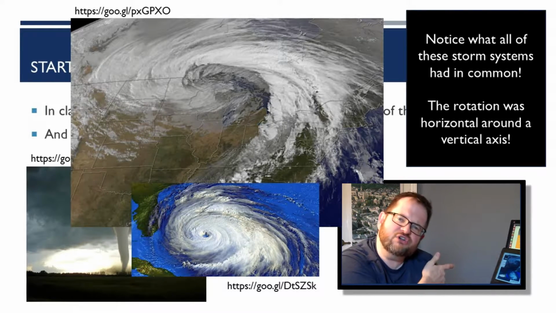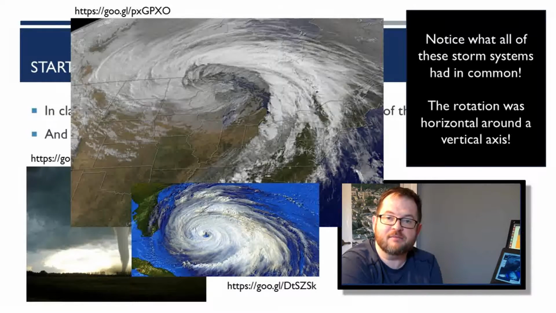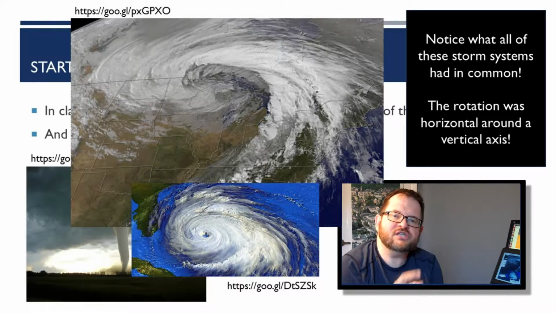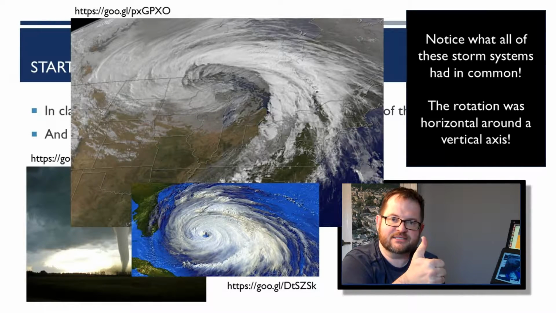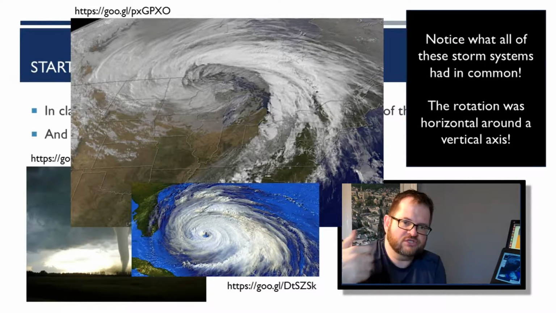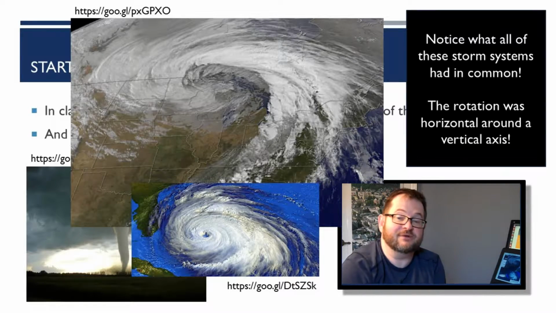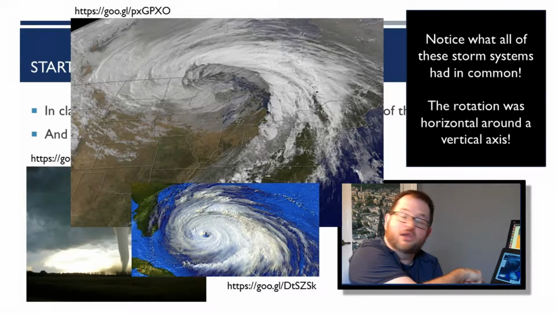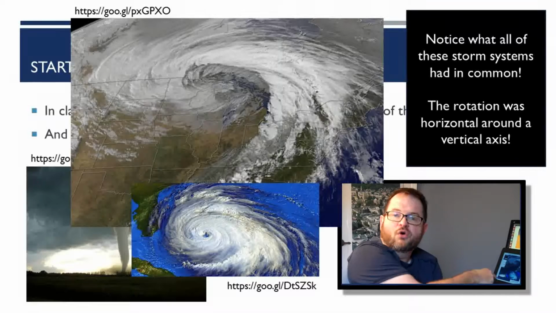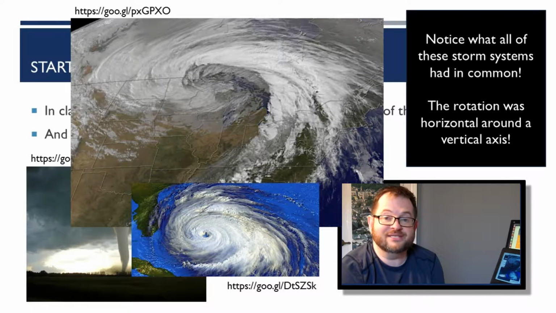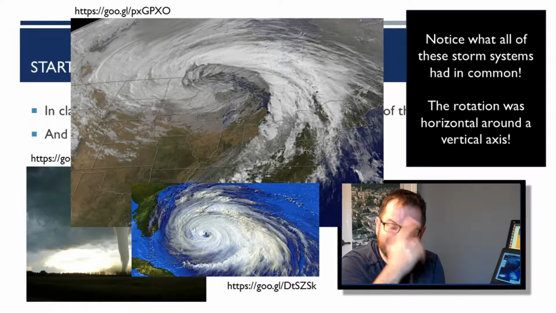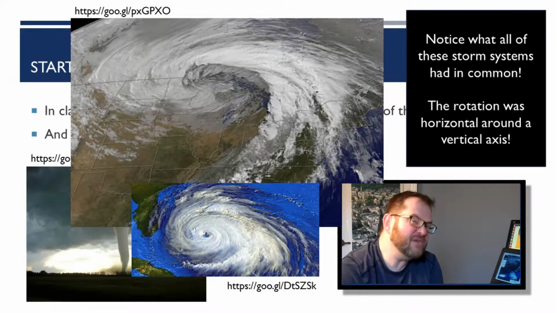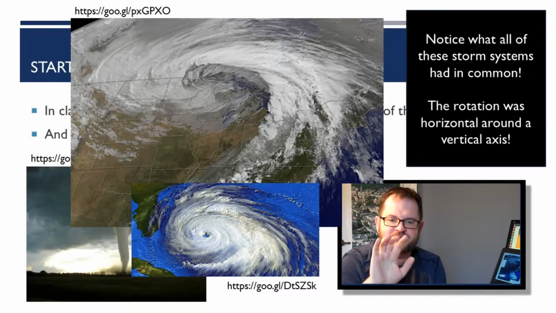But what's educational here is to notice what these 3 storm systems that I just presented to you have in common. And that is, namely, that their rotation is horizontal around a vertical axis. So the winds are rotating this way, and there's a vertical axis around which they are rotating. Whether we're talking about the tornado, or the mid-latitude cyclone, or the hurricane, they're all examples of that kind of rotation. And from a meteorological point of view, that's the kind of spin we care about.